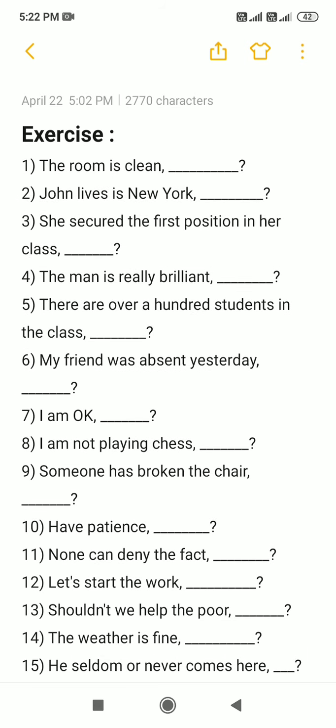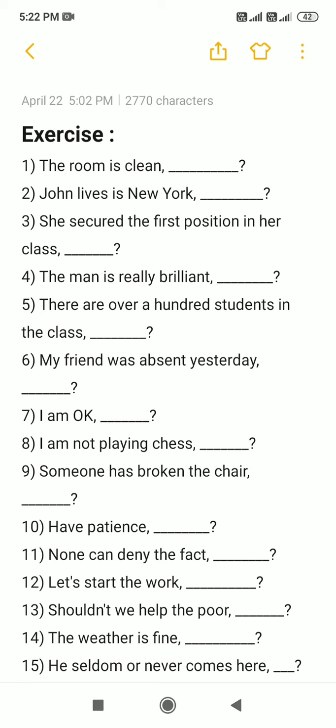Okay. The room is clean. Is not it? John lives in New York. The sentence is affirmative. Does not he? We never write a noun in the question tag as the subject. We always write a suitable pronoun for the noun in the sentence. She secured the first position in her class. Did not she?